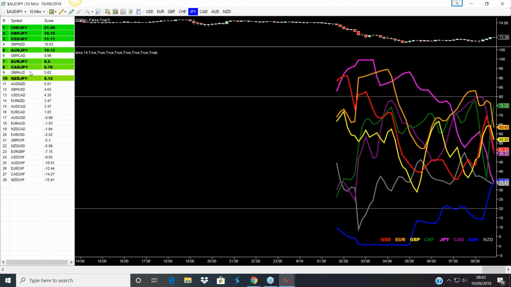And I've got here the ranking of the yen pairs. So we've got selling of the yen, and obviously buying of the counter currency. So where does that rank? Well, that's actually just ranked at number 5 at the moment.